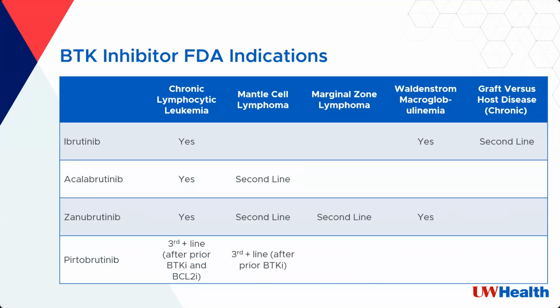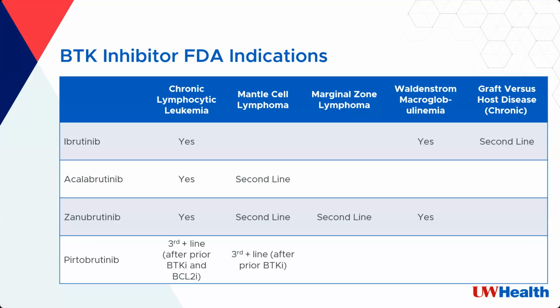This table here shows our FDA approved indications for these agents. You might see some of them being used off-label. Ibrutinib is indicated in CLL, Waldenstrom's, and then has an indication for chronic graft versus host disease. It used to be indicated in mantle cell and marginal zone lymphomas in the second-line setting, but that FDA labeling was pulled in April of 2023 just because of some inconsistent PFS benefits in some phase 3 studies.